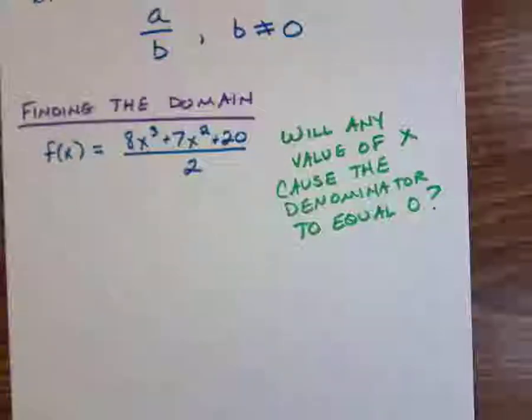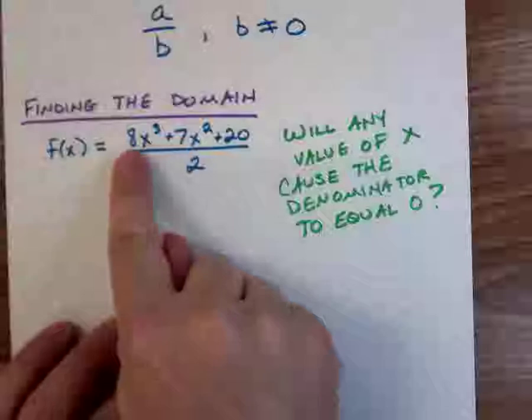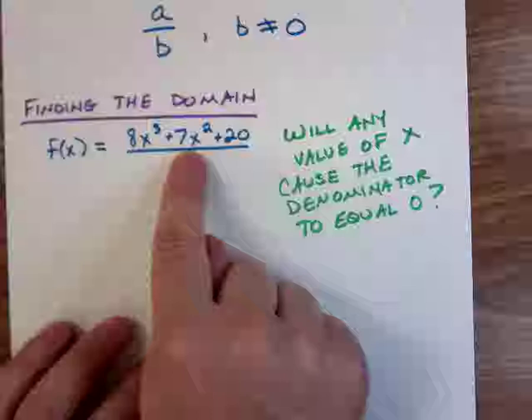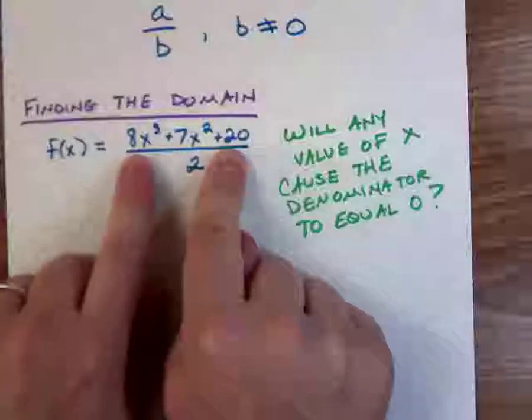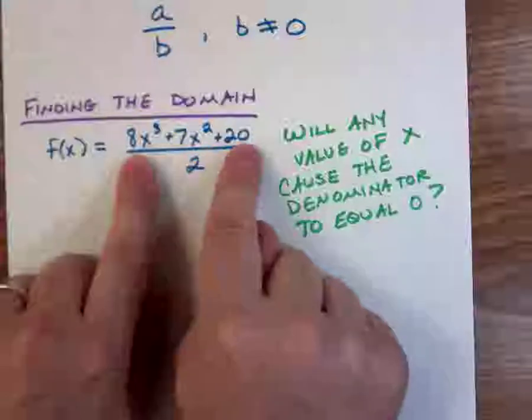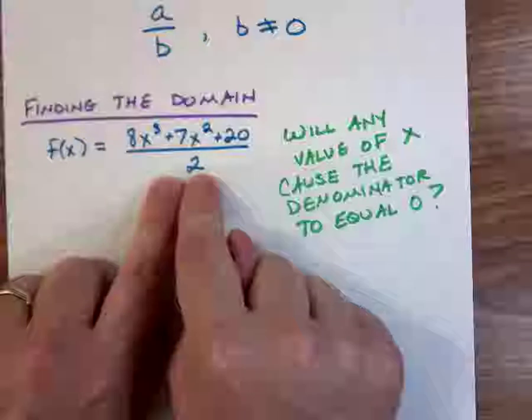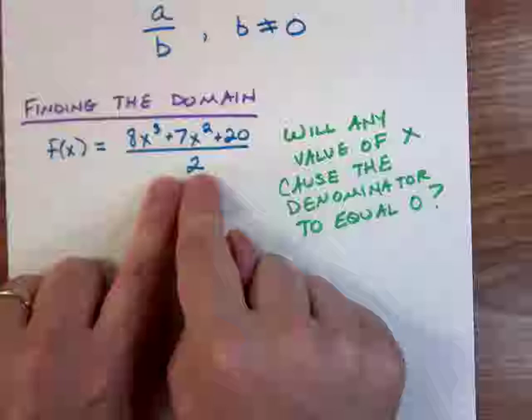What I'm asking is, what if I replaced the x with the number 0? What if I replaced all x's with 0? What would happen? Well, this would be 8 times 0 cubed, which is 0. This would be 7 times 0 squared, which is 0, plus 20. So on the top, I would have 0 plus 0 plus 20. So the numerator is 20, and the denominator would be 2. Did the denominator change when I replaced x with a number? No, it did not.